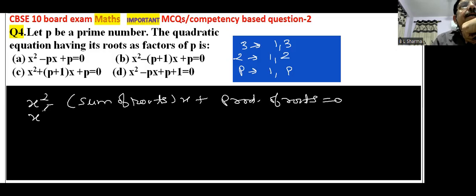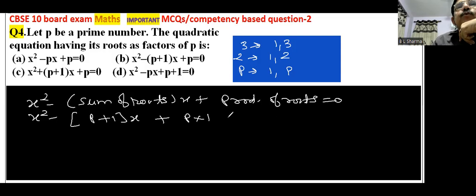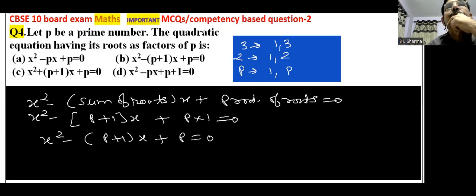तो देखिए x square minus, as it is, sum of roots means p plus 1 into x plus product of roots is p into 1 that is equal to 0. So x square minus (p plus 1)x plus p is equal to 0. आप इसका रूट 1 लीजिए और अदर रूट इसका p ले लीजिएगा. तो p plus 1 here, so x square minus (p plus 1)x plus p. So I think it means B is the correct option.